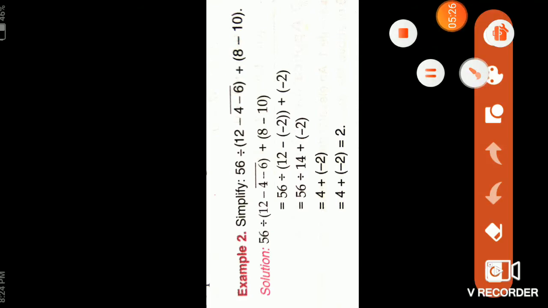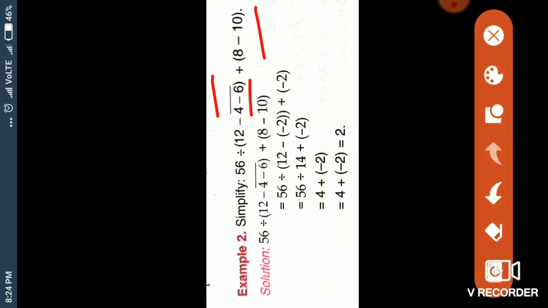56 divided by 12 minus 4 minus 6, this is in line bracket. So firstly we will solve it, this one and this one. Firstly we will solve these two brackets. Then 6 minus 4, 6 is bigger, so we will put the sign of 6 before it. 6 minus 4, it will give minus 2, this one. And 8 minus 2 we will solve, then 10 minus 8, 10 is bigger, so the minus sign will come before the number.